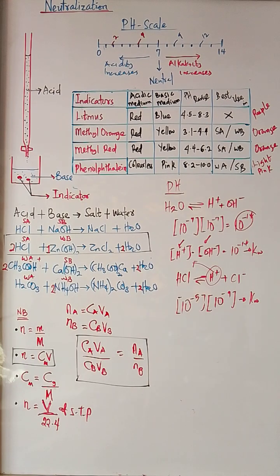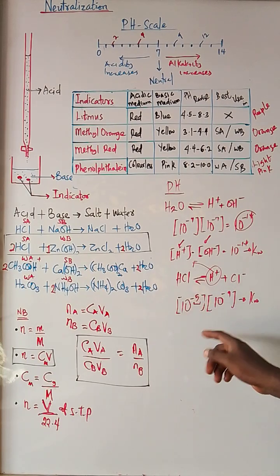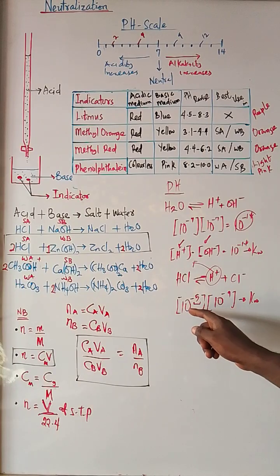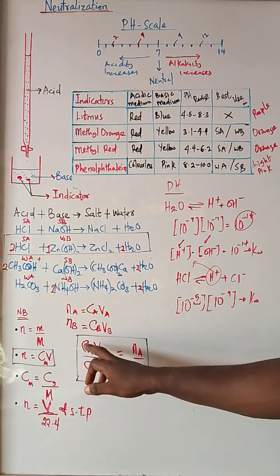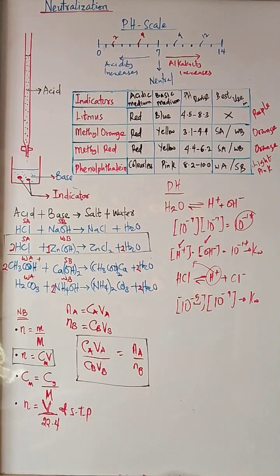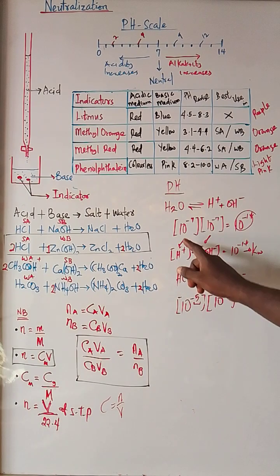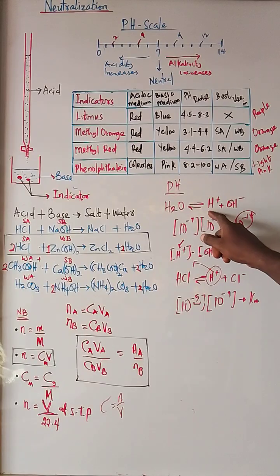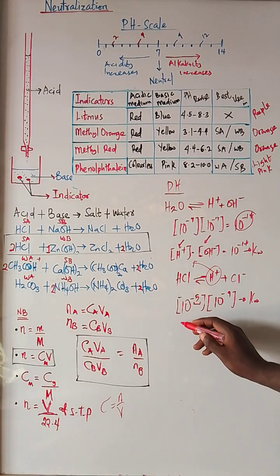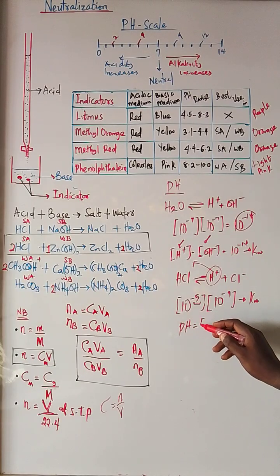But working with all this will be a bit difficult. So you see this 5 here, we will not give it a name. We understand it to be a concentration, and we know what concentration means. This is C, the amount present per volume. So if the volume of water is 1 dm³, the amount present is called the concentration. So if you take 1 dm³ of water, it contains 10 to the power minus 7 mole of hydrogen ion and 10 to the power minus 7 mole of hydroxyl ion. So this 5 itself is called the pH of water in this case. The pH equals 5.